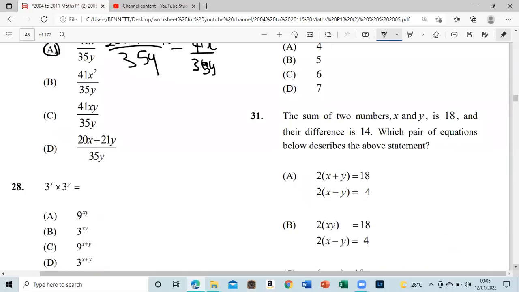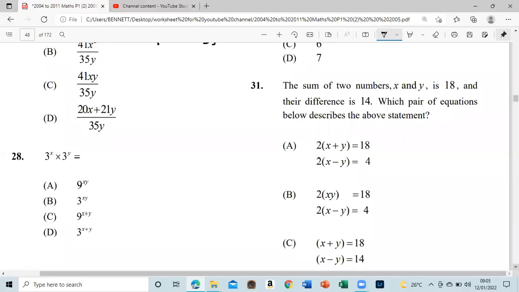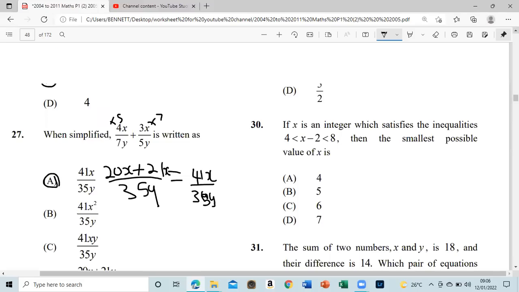Three to the x times three to the y is equal to which of these? Same base, so we just add, so it will be this. Very nice question. Students are tempted to say three times three is nine. All right, let's move on to 29.